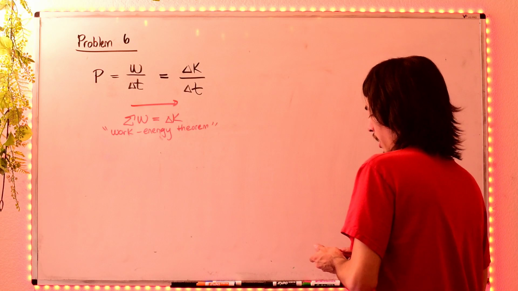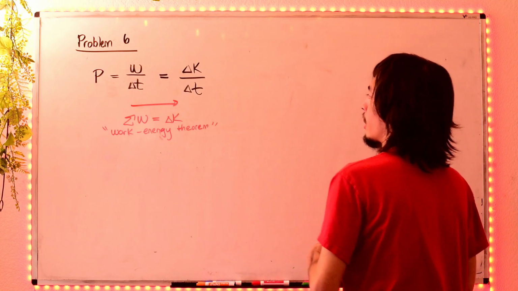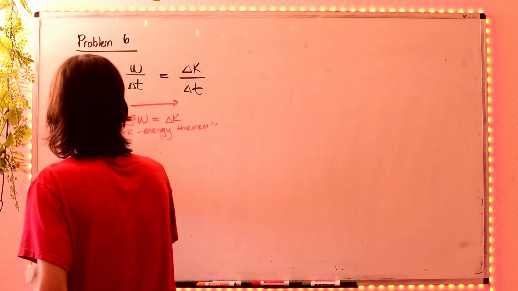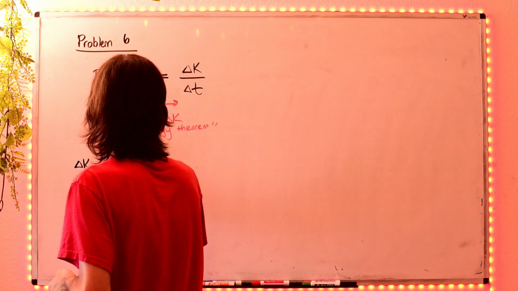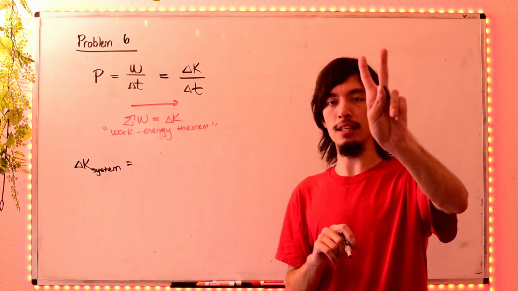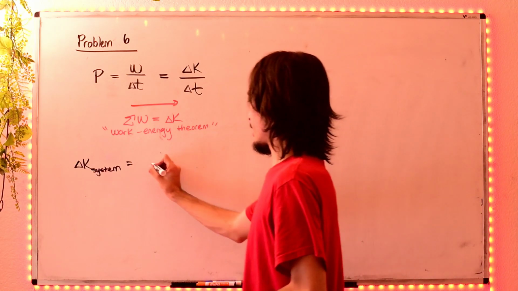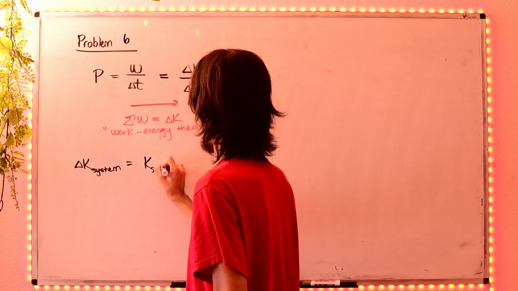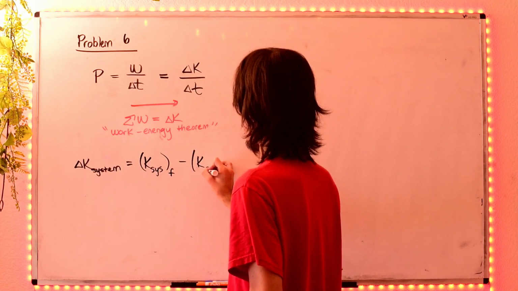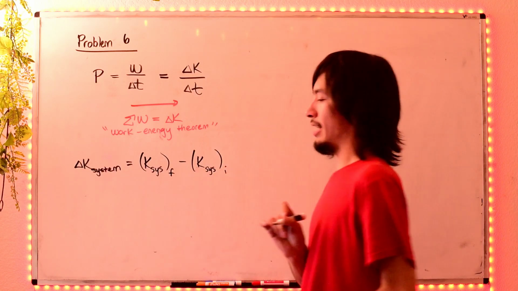Now, how do I get my change in kinetic energy? Well, to get my change in kinetic energy, which is of the system, it's implied, it's of the entire system. The system is composed of two pieces. So you have to take the kinetic energy of the system, final, minus the kinetic energy of the system, initial.